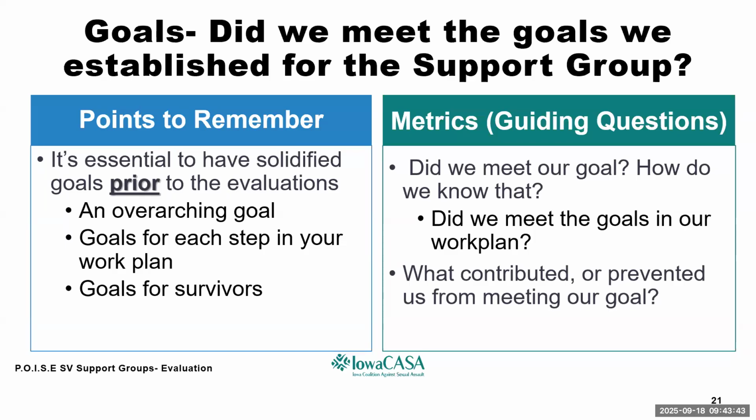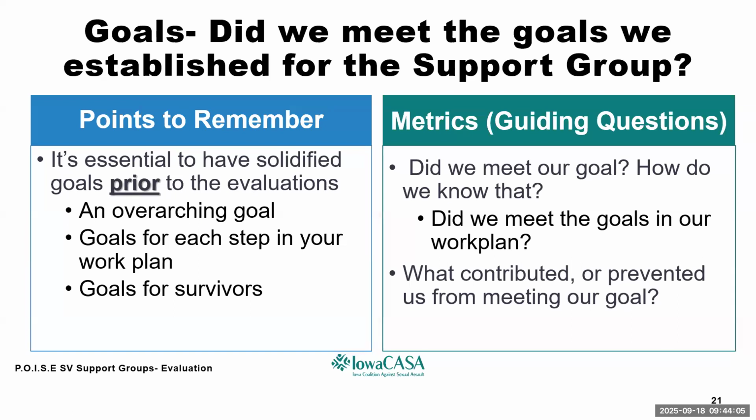And so when we're thinking about our metrics, or our criteria in our evaluation, that can be, did we meet our goal? And how do we know that? Did we meet the goals that we established in our plans? And what contributed to or prevented us from meeting our goals? And how did it do so?